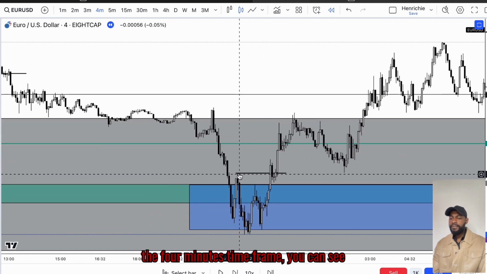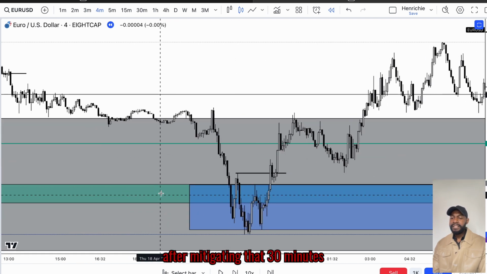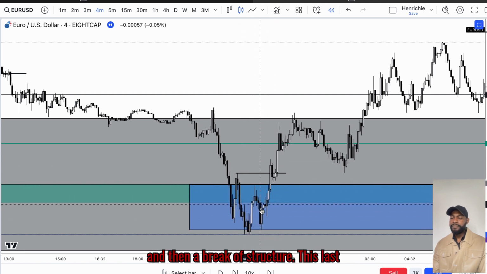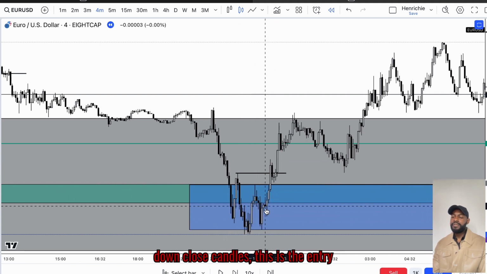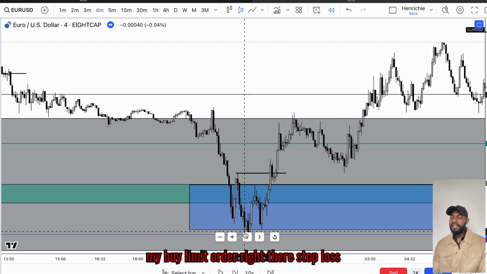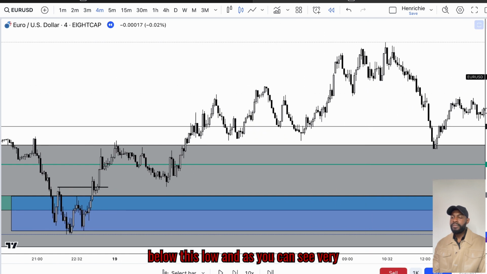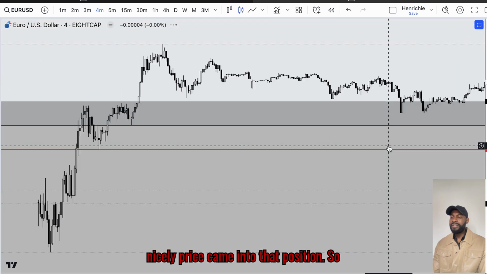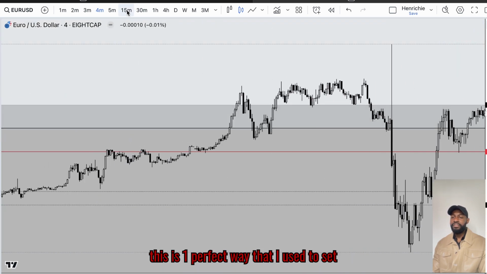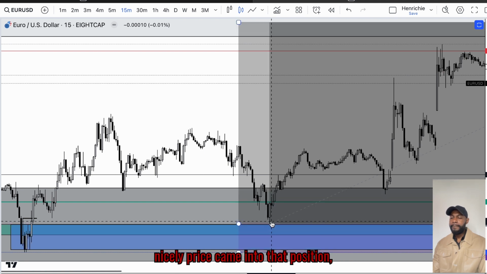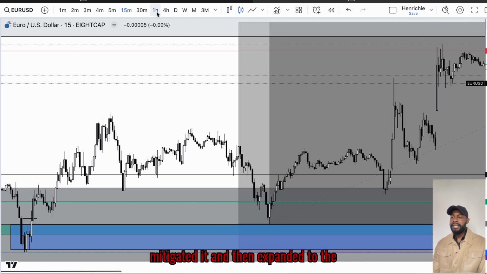So if we go to the 4 minutes time frame, you can see after mitigating that 30 minutes inefficiency, we have a high, a low, and then a break of structure. This last down close candle, this is the entry position where I placed my buy limit order right there, stop loss below this low. And as you can see very nicely, price came into that position. So this is one perfect way that I use to set my buy limit orders, and you can see how nicely price came into that position, mitigated it, and then expanded to the upside.